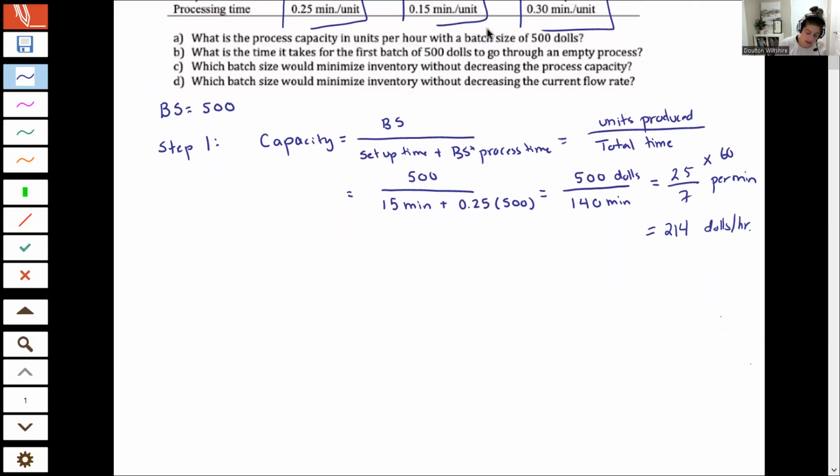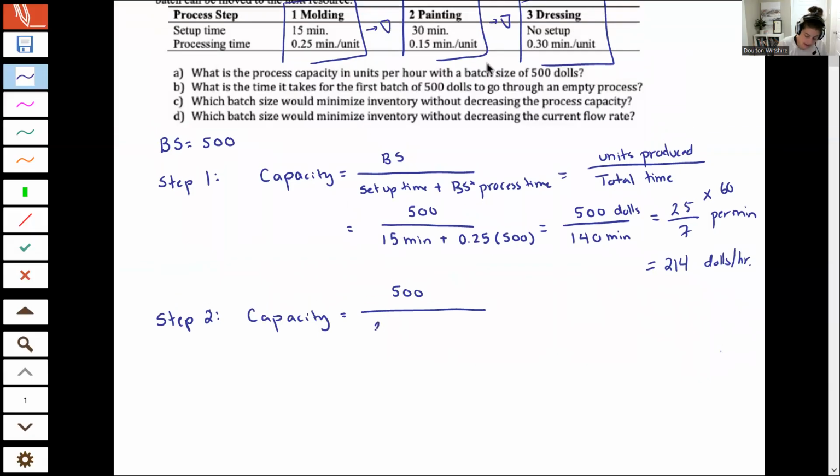Okay. And we do the same thing for step 2. So step 1 at a batch size of 500 is able to, when you average all this out, spit out 214 dolls per hour. Step 2, following that same formula for producing 500, it takes us 30 minutes of setup plus 0.15 for each of those 500. So what is that? It's 105 minutes to actually make that.